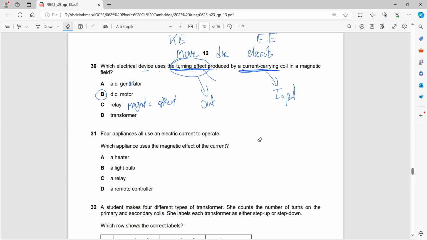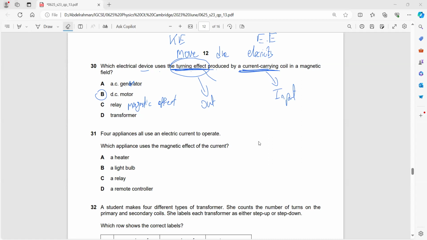To produce some motion, to produce some force. Okay, how to produce this force? By the current, which is the input to the motor. You can simply read it the other way around.